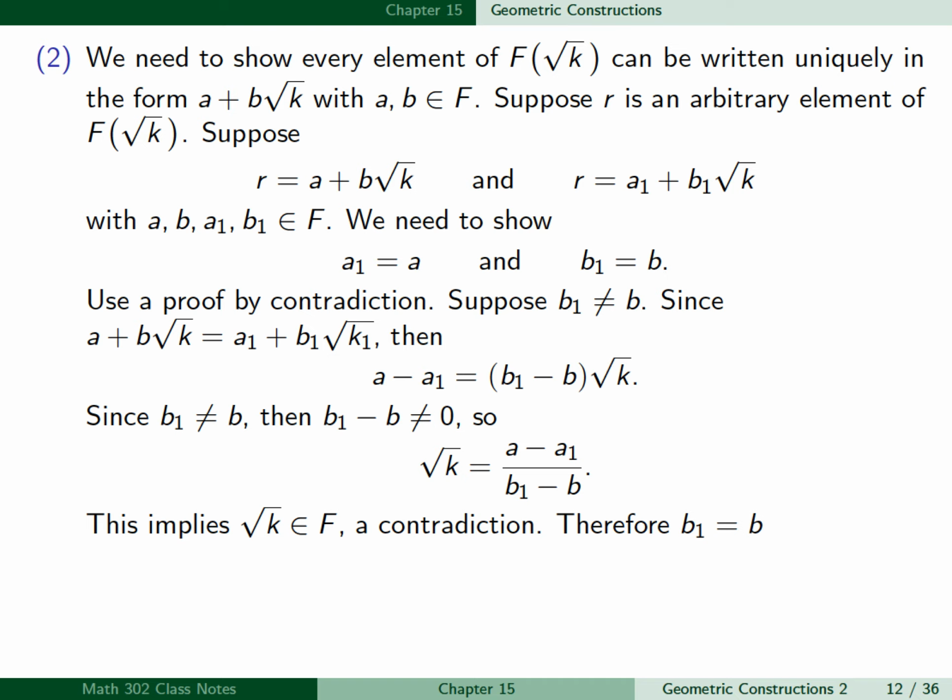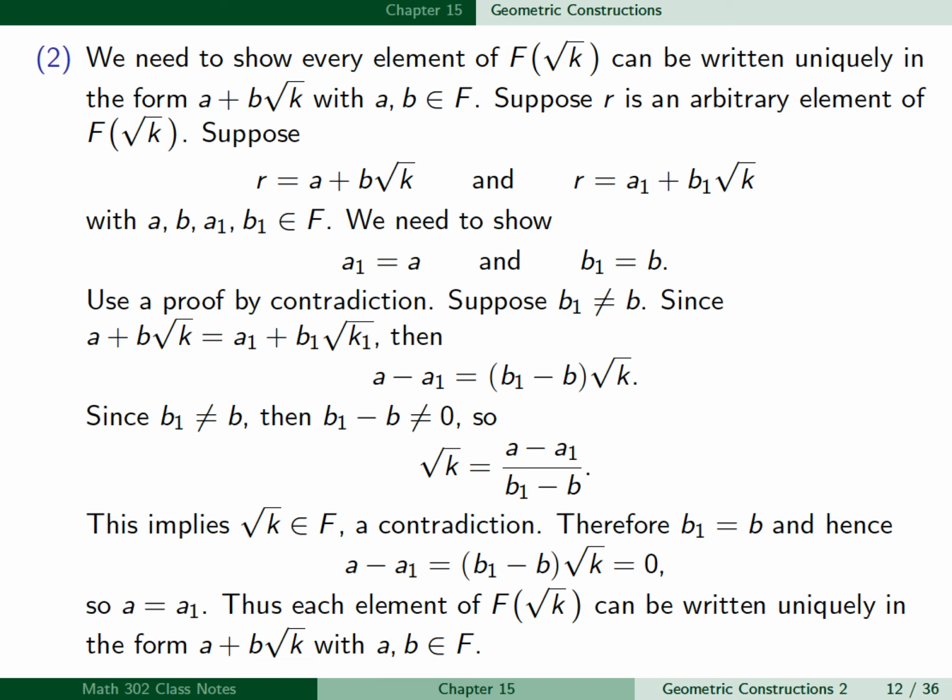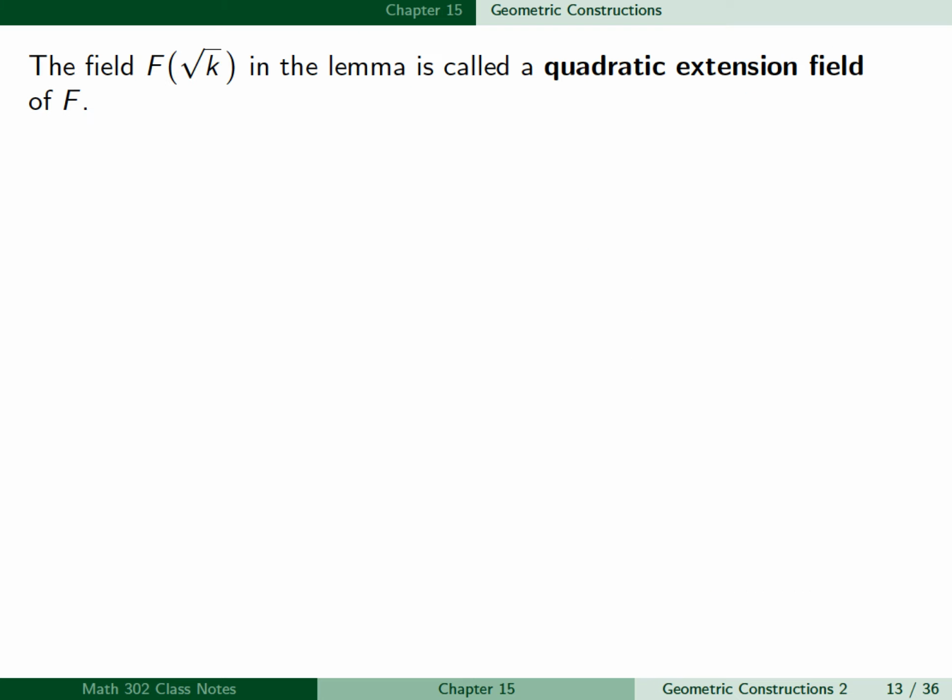In our lemma, we suppose that √k did not belong to F. And so therefore b1 is equal to b, and hence a minus a1, which is equal to (b1 minus b) times √k, is equal to 0. So a is equal to a1. And so thus each element of F(√k) can be written uniquely in the form a + b√k, with a and b in F. And this proves 2.